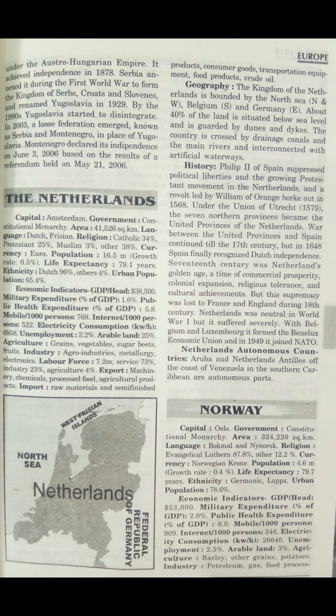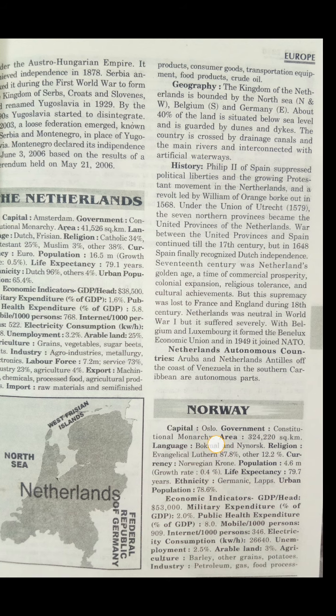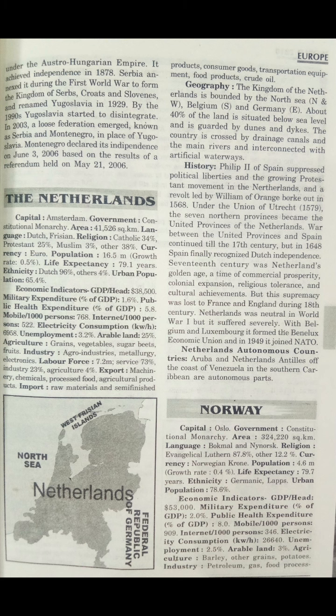Geography: the Kingdom of the Netherlands is bounded by the North Sea to the north and west, Belgium to the south and Germany to the east. About 40% of the land is situated below sea level and is guarded by dunes and dikes. The country is crossed by drainage canals and the main rivers and interconnected with artificial waterways.